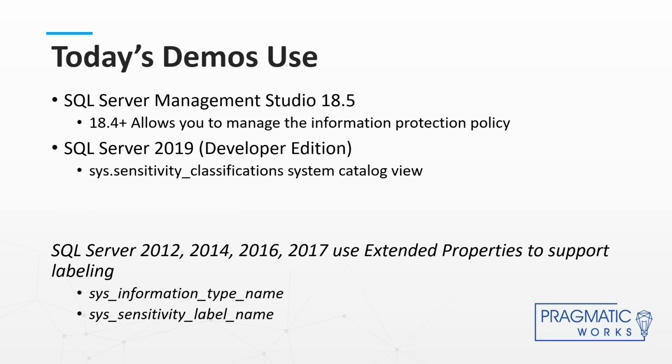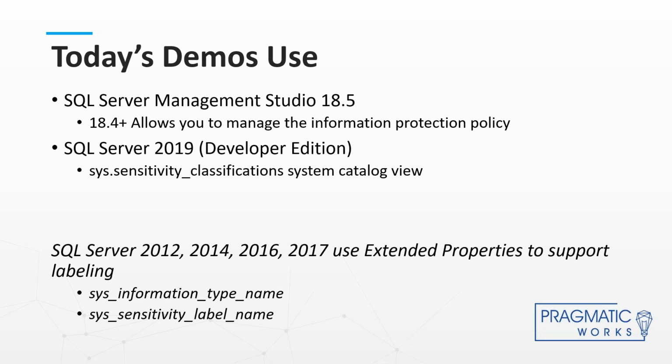18.4 gives you the ability to manage information protection policy, so we'll show you what that gives you. I am also running SQL Server 2019 Developer Edition, so the Enterprise feature set. What got added in 2019 that's not available prior to that is a system catalog view that lets you look at the fields and tables directly if you want to query that information. You might find that helpful for building your own custom reporting. We're going to show you the reporting that's available out of the box.